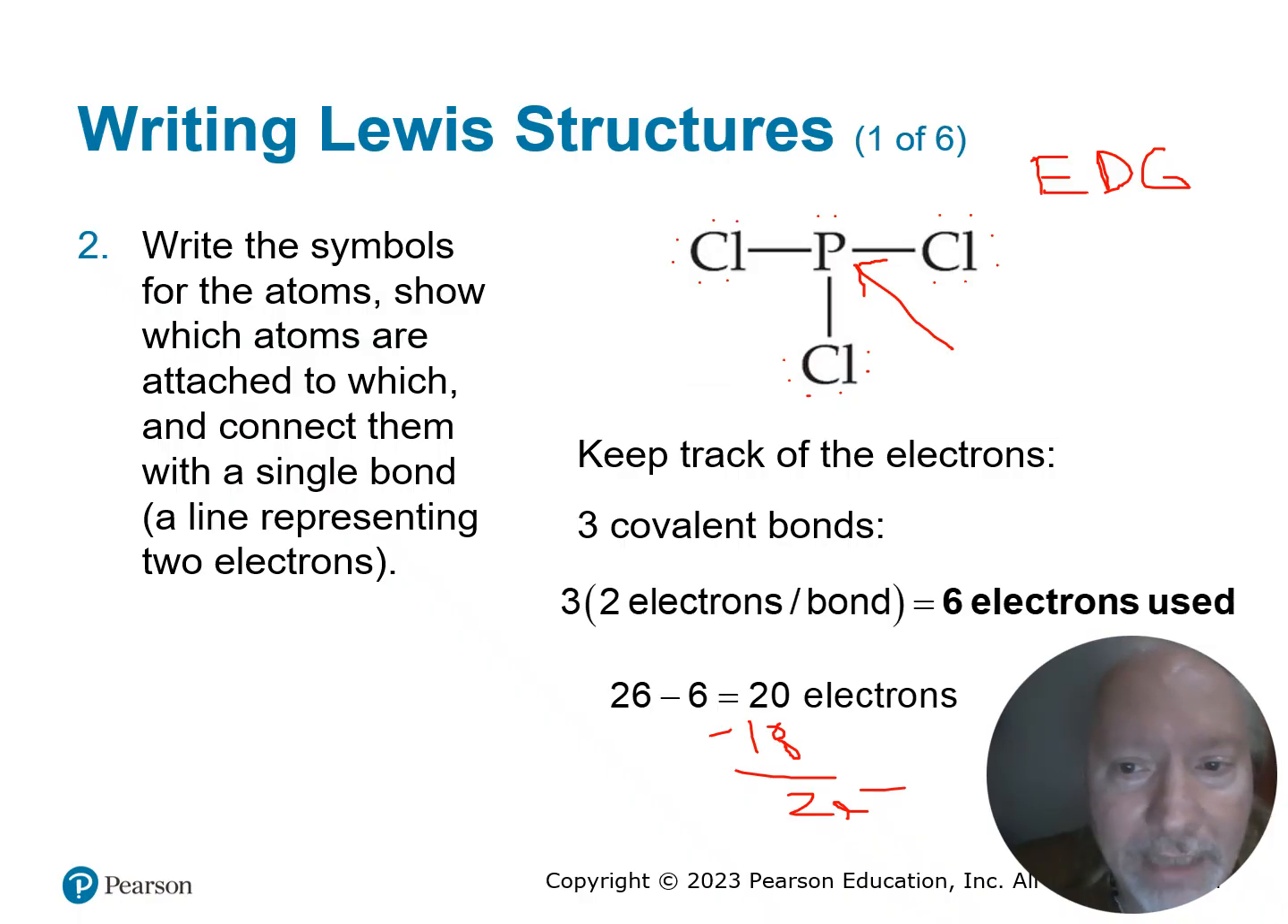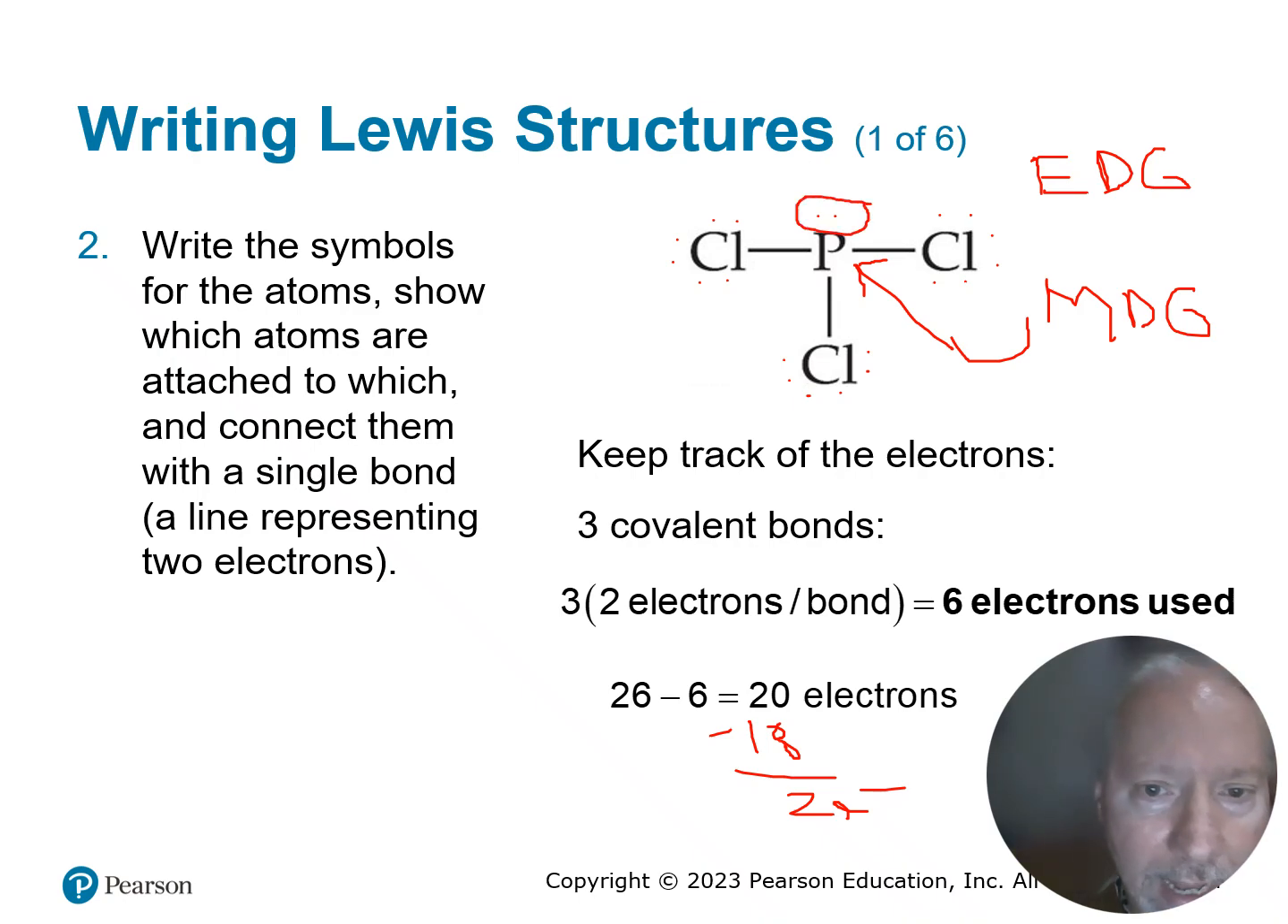So we're looking at the electron domain geometry with respect to PCl3, with respect to the phosphorus, and we're looking at the molecular domain geometry also with respect to phosphorus. In the molecular domain geometry, we ignore treating the lone pairs as a group in itself. But with the electron domain geometry, we consider the lone pair of electrons on the central atom another group. With the molecular domain geometry, we don't consider the lone pair electrons as another group, but we do consider them when they affect the shape and geometry of the molecule.